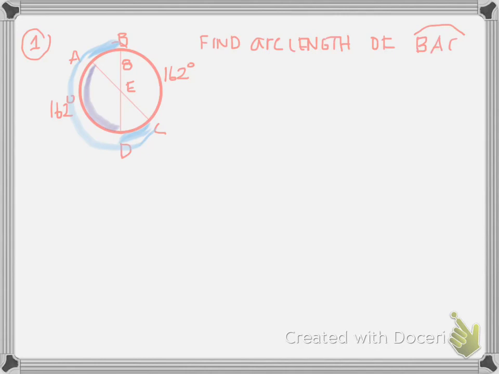So 162 plus 162 is 324. Subtract that from 360 and you're going to get 36 degrees. Divide that by 2, and that is what each one of these measures will be. So my x for my arc length here is going to be 18 plus 18 plus 162, which is 198.